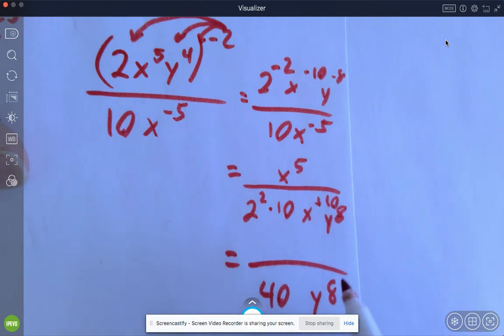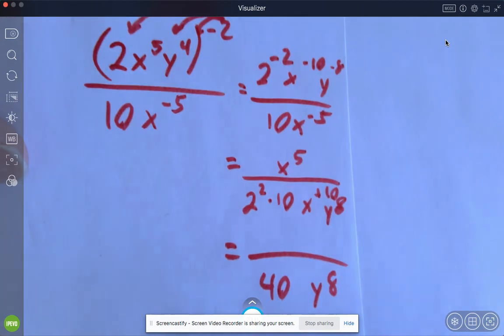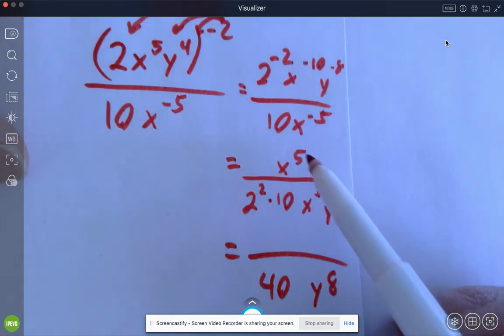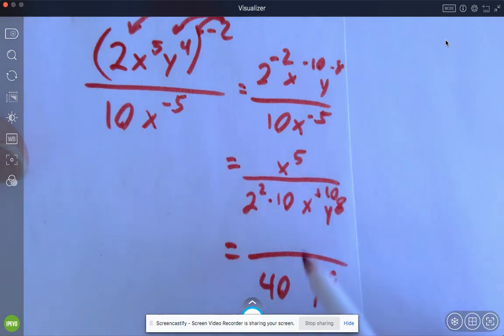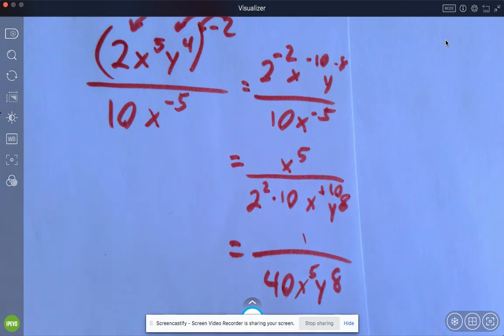And then I subtract. This is not exactly what I was trying to demonstrate. Then I subtract. This was just going to be x to the negative 5th, which means the x to the 5 would stay down here. Not at all what I was trying to demonstrate.